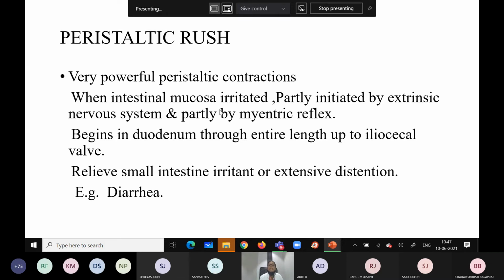So whenever some irritant is there in the duodenum or small intestine, or it is very much over distended, these peristaltic rush waves will come to relieve the small intestine from those irritant substances or to relieve the over distension of the small intestine. This occurs usually, for example, in diarrhea. In diarrhea, all of you might have felt what type of contraction you feel, and abdominal upset. Those are called peristaltic rush.